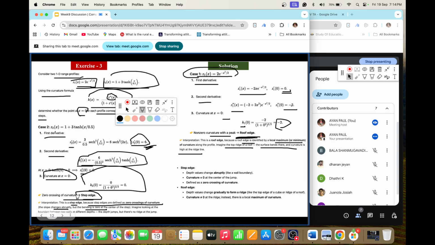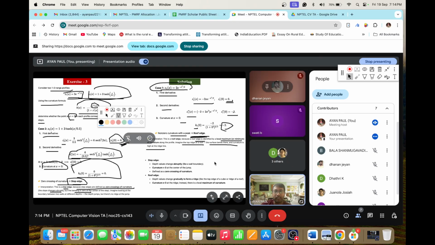So that is how we can determine whether it is a roof edge or a step edge. Any doubt in this?